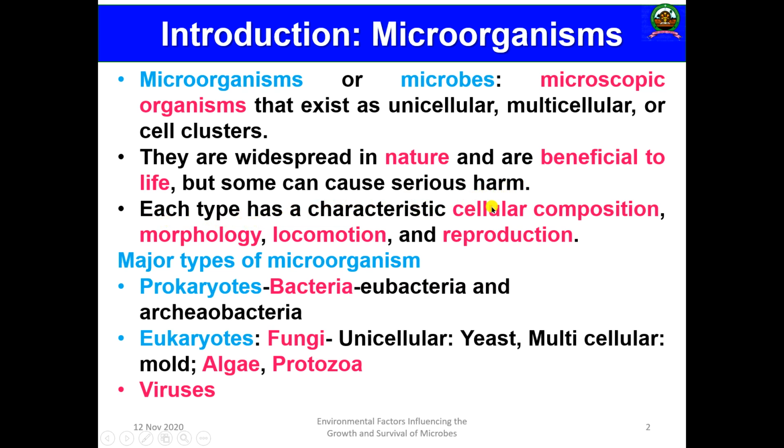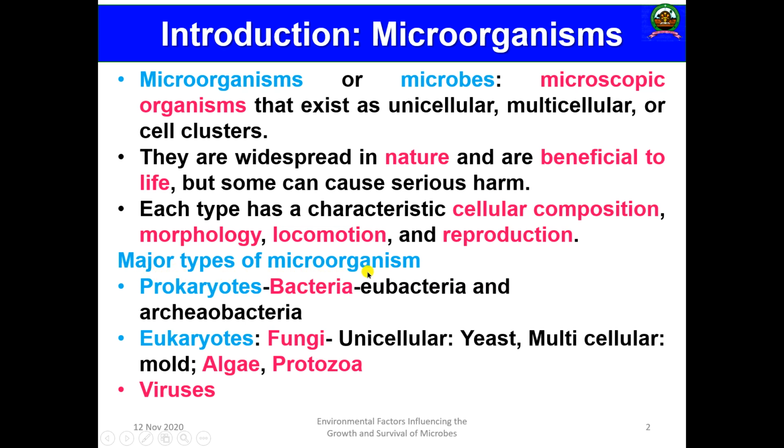Each type of organism has its cellular composition, morphology, locomotion and reproduction. What is cellular composition? The composition and the ingredients of their cells. Then morphology. What is morphology? The size, shape and arrangement of their cells. Then locomotion. What is locomotion? The movement of the organism from one location to another. Then their division or multiplication or reproduction: how they produce the daughter cells.